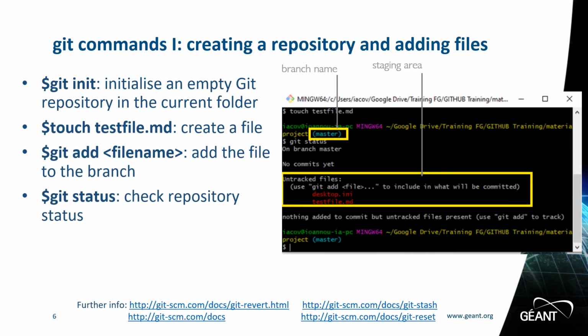In this slide, we show the commands for creating a new repository in GitHub via Git and adding files. To create a new repository, you need to execute the following commands: git init, git add, and git status. Use the links provided to read in more depth about the git commands.